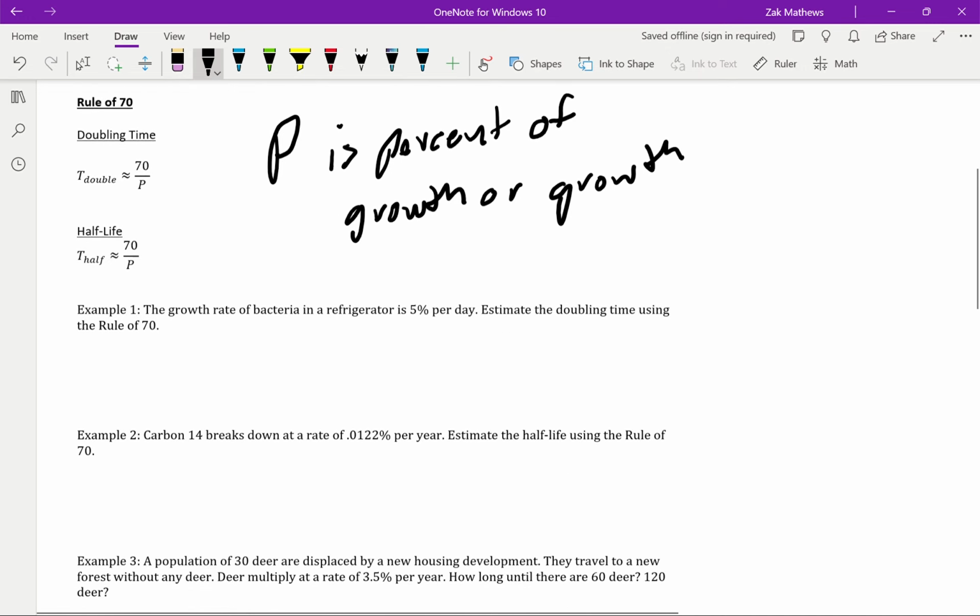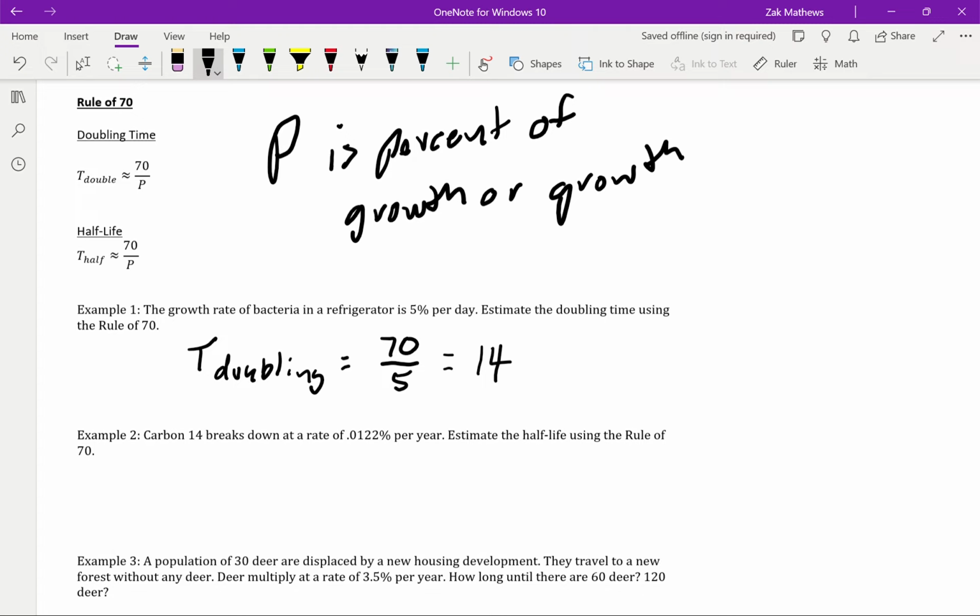We're going to take a couple examples. Let's start with example 1. The growth rate of bacteria in a refrigerator is 5% per day. Estimate the doubling time using the rule of 70. Right, so we're asked to estimate the doubling time using my above formula. I'm taking 70 and dividing it by the percentage, not converting it, just leaving it as the 5. And 70 divided by 5 is 14.